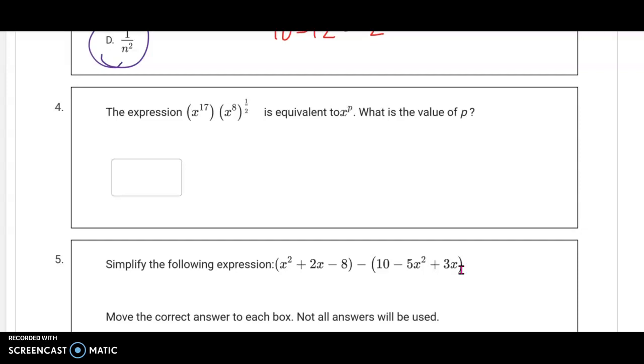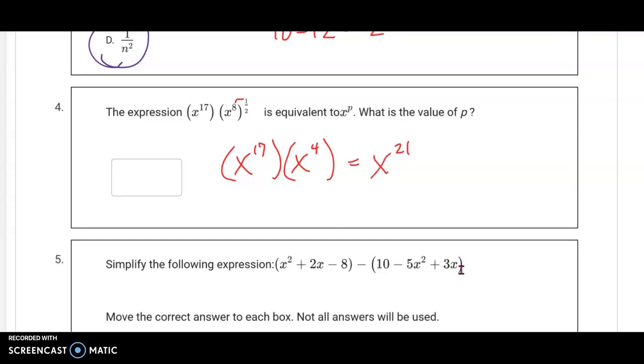In number 4, we have the same kind of issue. We need to deal with the exponent on the outside first. So we need to multiply the 1/2 and the 8. The x to the 17th will remain the same for now. So we multiply 8 times 1/2, which is 4. Now we're not done. This is the rule for multiplying. When we multiply, the exponents get added. So 17 plus 4 is 21.